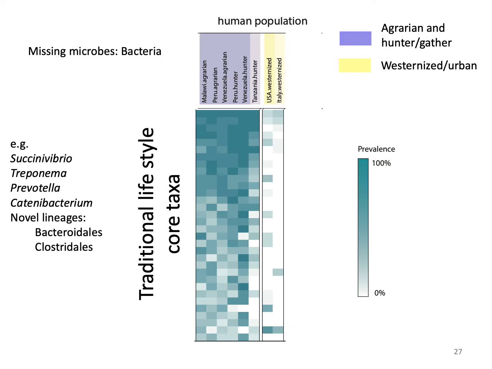So across studies from different parts of the world, we see that microbes that were previously really common, and these are examples from Malawi and Peru and Venezuela, we have microbes that were previously common across human populations that are much reduced in industrialized populations such as the US and Italy, shown here. And this has been termed our missing microbes, so microbes that are lost as a consequence of modern industrialized lifestyles.